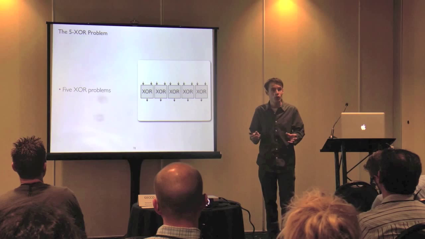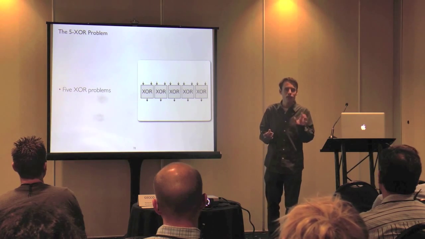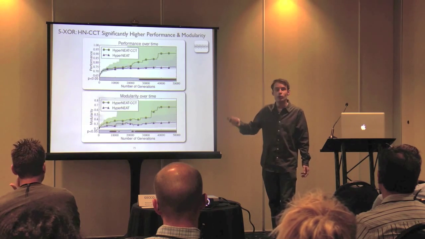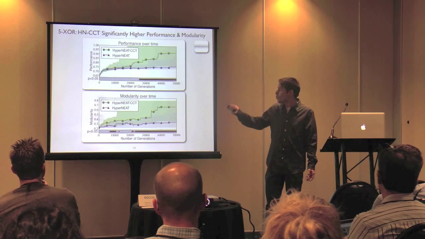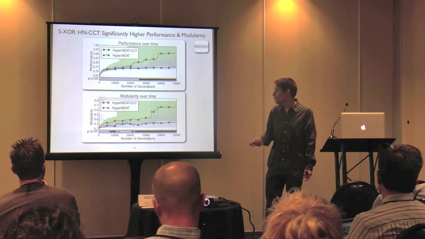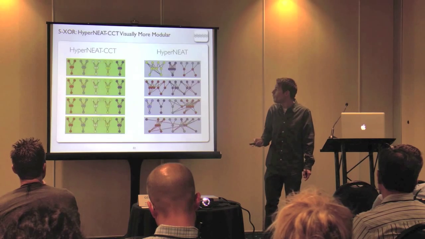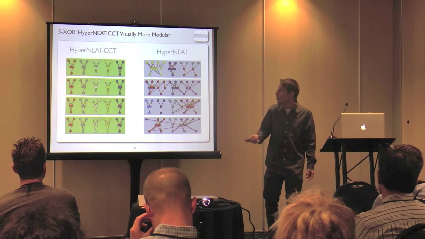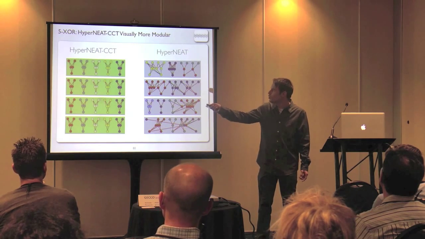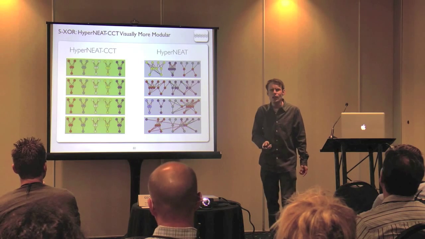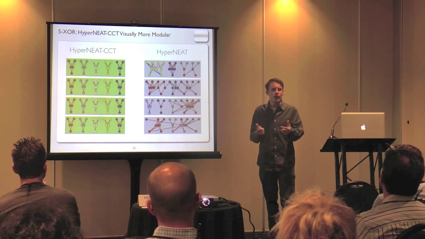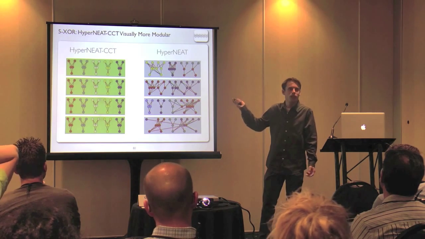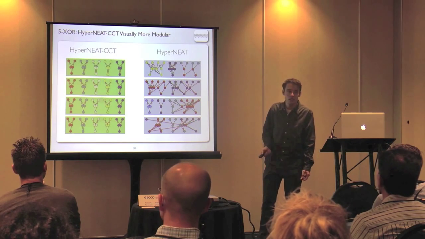Lastly, we have the 5 XOR problem, which is really just 5 XOR problems that have to be solved separately. Once again, we see that HyperNEAT with the connection cost produces a higher performance and a higher modularity. And we can again see this visually, where HyperNEAT with the connection cost technique really just repeats the same module over and over again, while regular HyperNEAT still entangles the different problems, and as a result, it fails to solve the problem in these cases.